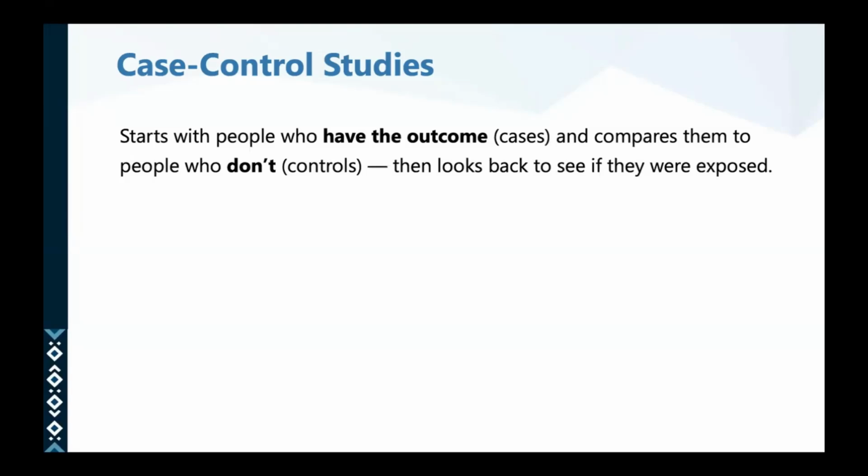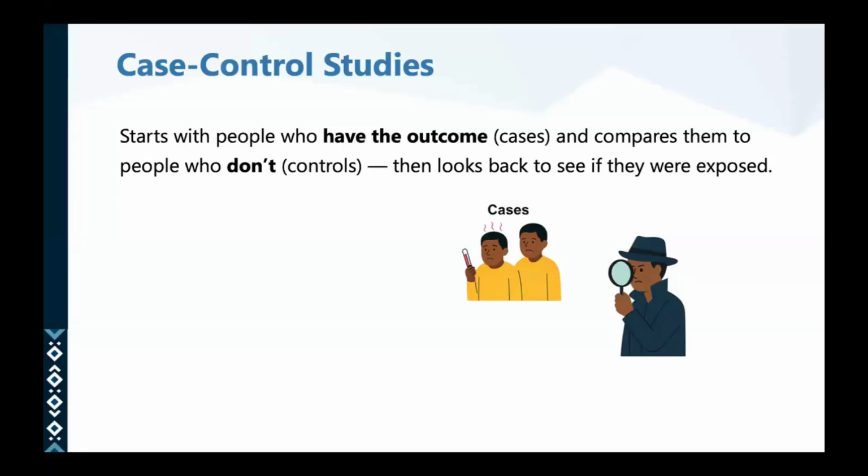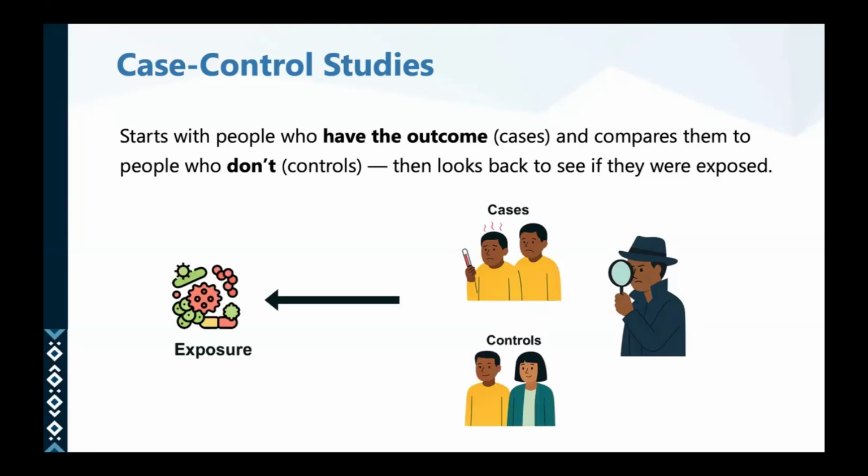So for case control studies, you start with people who have the outcome, who are the cases, and you compare them with people who do not, who are the controls. And then the direction of inquiry is to the past. So you look back to see whether those who are cases versus those who are controls were exposed. You can think of it as you're an investigator and you pick some people who have the disease, you pick controls, people who do not have it, and you look back in time to see whether they were exposed to something.